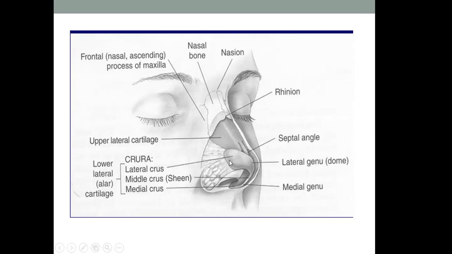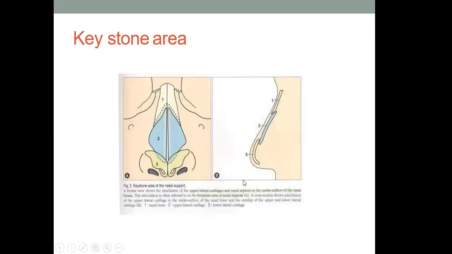This is the lower lateral cartilage, composed of the lateral crus, medial crus, and intermediate crus. The keystone area is the overlapping of the upper lateral cartilage with the nasal bone.